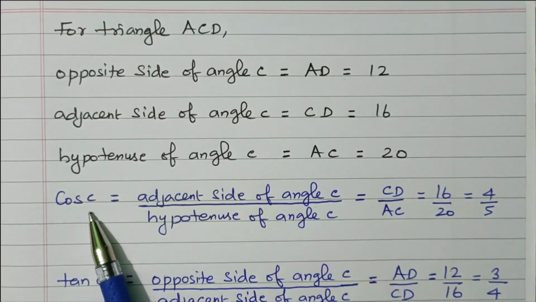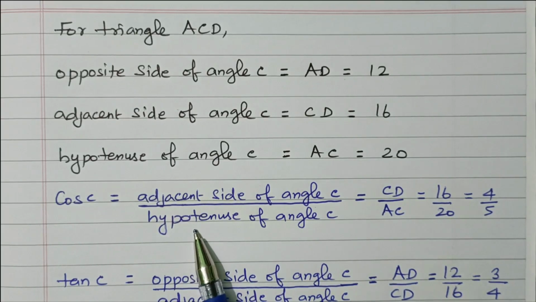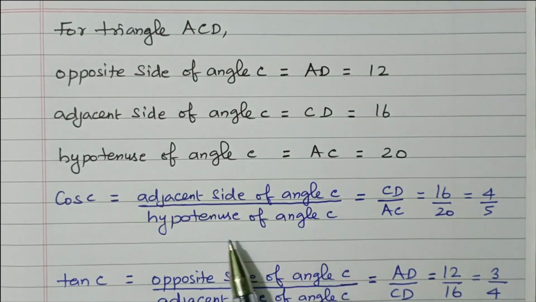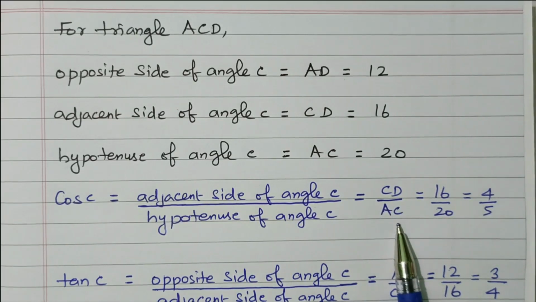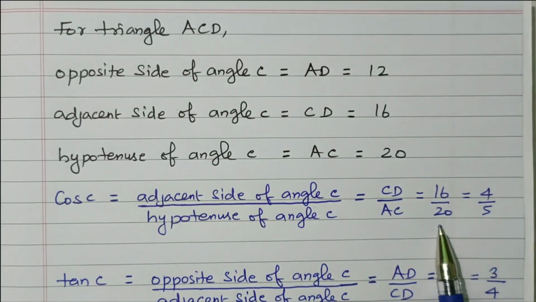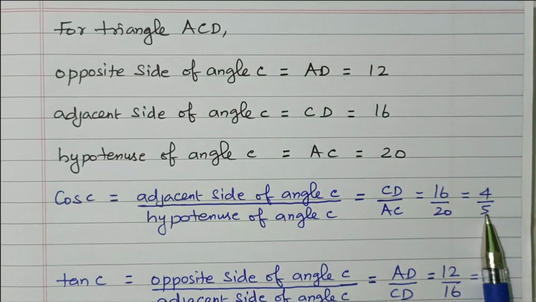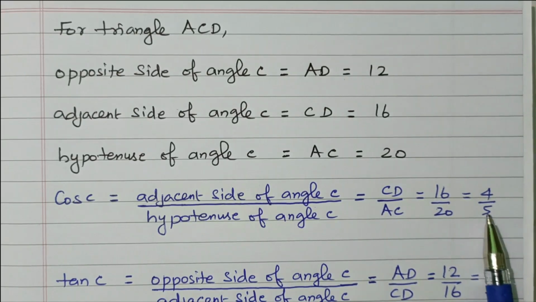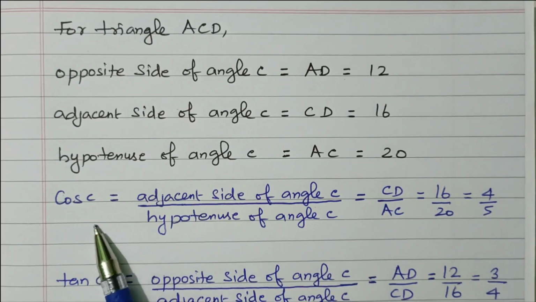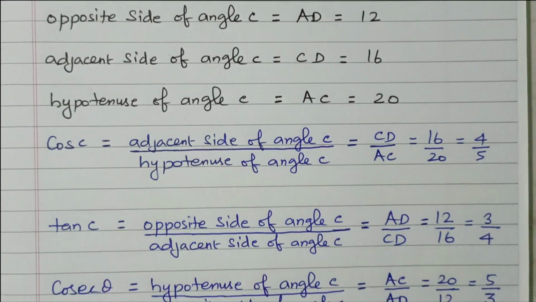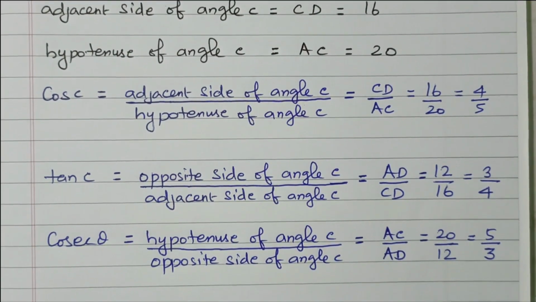Cos C. Cos C equals adjacent side by hypotenuse. Adjacent side of angle C divided by hypotenuse of angle C, that is CD divided by AC. 16 divided by 20 is 4 divided by 5. By simplifying, 4 divided by 5. No need for further simplification, and you need not convert into decimal. If you are interested, we can convert into decimal. So cos C equals 4 by 5. We will find the remaining two values, tan C and cosecant C.